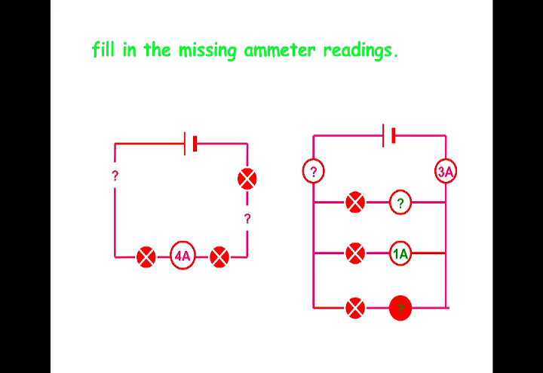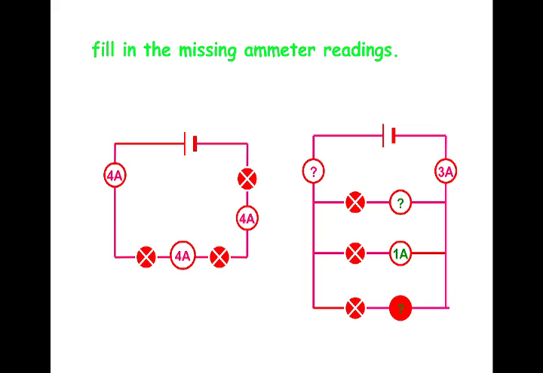So for an example, we're going to fill in the missing ammeter readings here. You can see in the first one it's a series circuit and it's 4 amps. Well, remember that amperage is the same in a series circuit. The current is the same, so it's going to be 4 amps everywhere. It doesn't matter that there are 3 resistors in here. It could be 2 or 1 or 7. It doesn't make any difference.